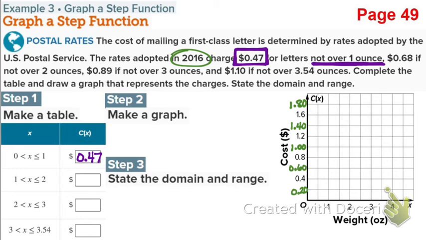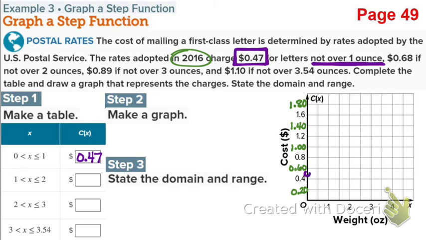47 cents is really close to what? It's really close to 50 cents. I'm probably going to have to ballpark or estimate 50 cents on this graph. Where would 50 cents be? In between 40 and 60.